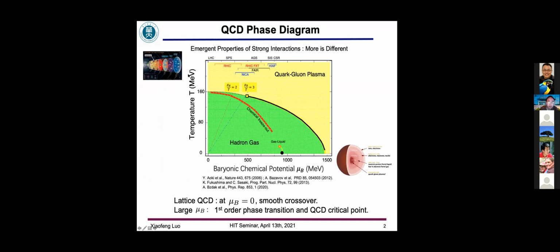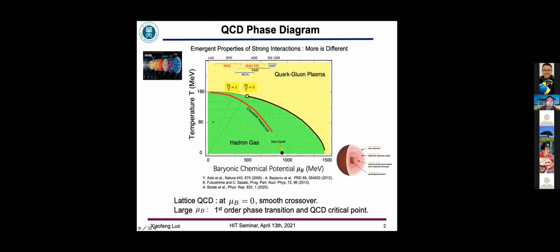At this extremely high temperature, it connects to the early universe evolution, which had very high temperatures. And in this direction, the very high baryon density region connects to very dense astral objects, for example, the neutron star. So what will happen in between? That's why we want to study.